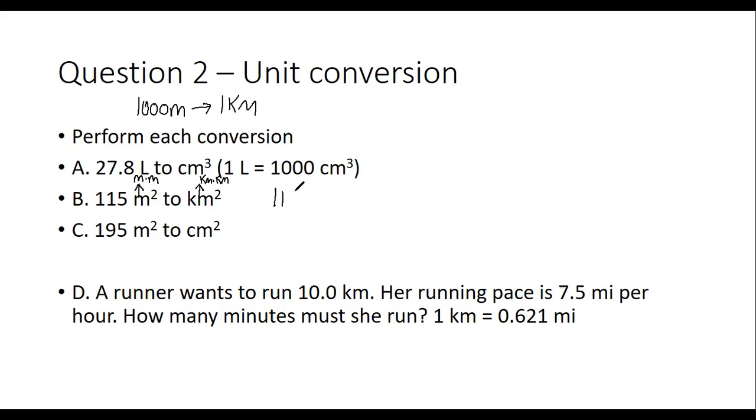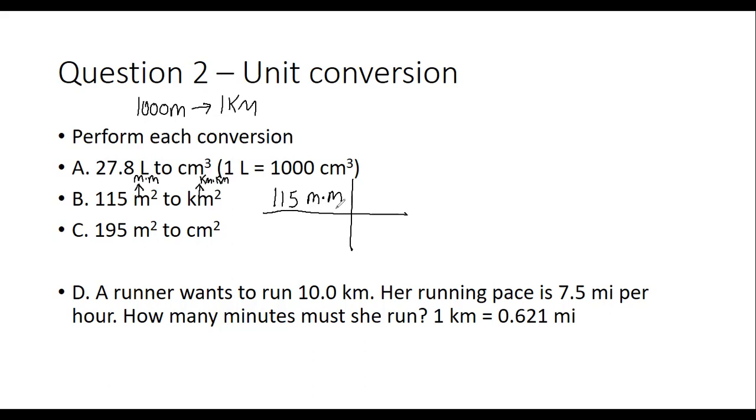So we have 115, and what I'm going to do here is write it out in the meters times meters form. Just remember, the way I wrote it out there, it's equivalent to saying meter squared. It's the same thing. Then we do our train track method. All right, so I want to convert from meter squared to kilometer squared.